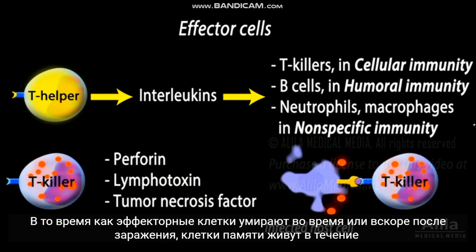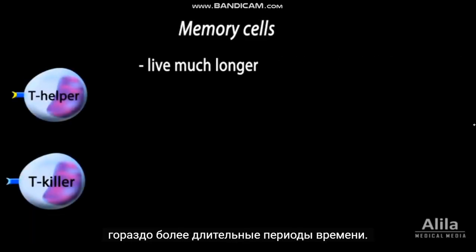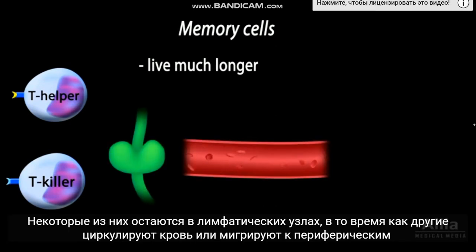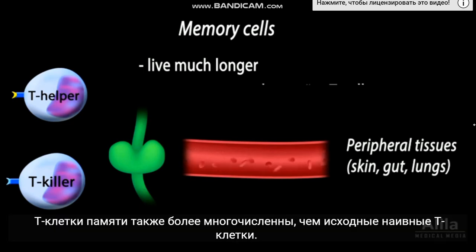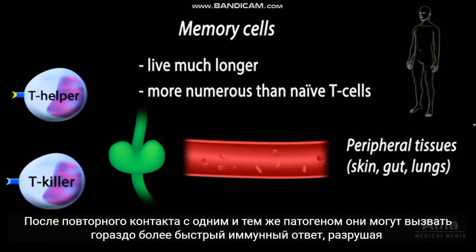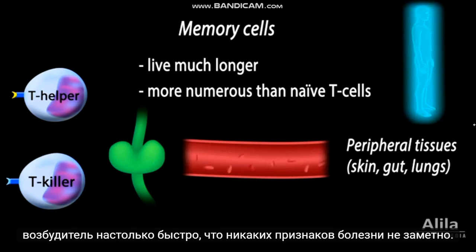While effector cells die during or shortly after the infection, memory cells live for much longer periods of time. Some of them remain in lymph nodes, while others circulate the blood or migrate to peripheral tissues. Memory T cells are also more numerous than the original naive T cells. Upon re-exposure to the same pathogen, they can mount a much faster immune response, destroying the pathogen so quickly that no signs of illness are noticeable.